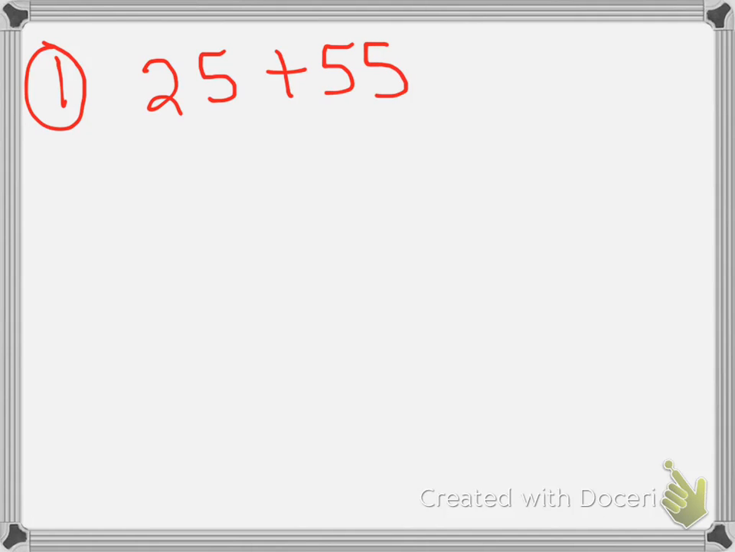Problem number 1. Use the greatest common factor and the distributive property to rewrite 25 plus 55. Okay? To write in distributive property, we have to find the greatest common factor first. Let's use the ladder method to find the greatest common factor of 25 and 55.